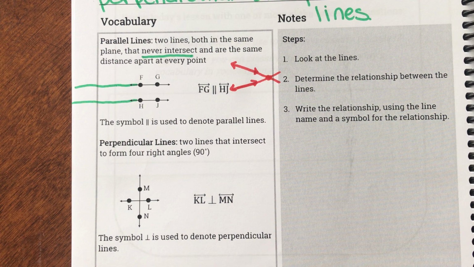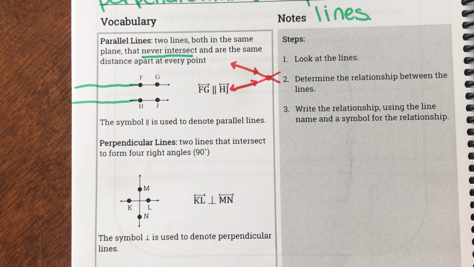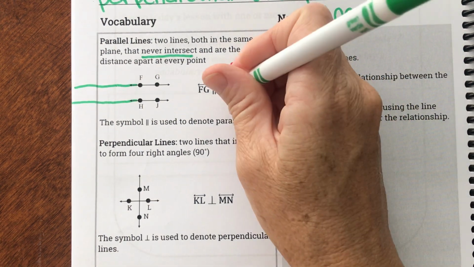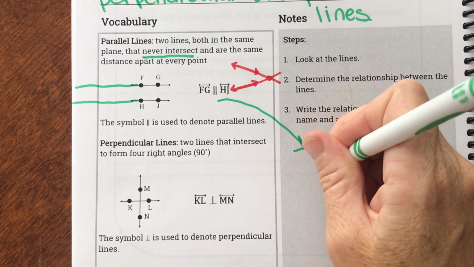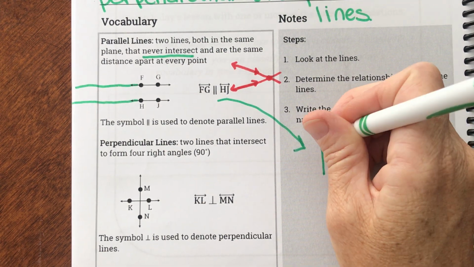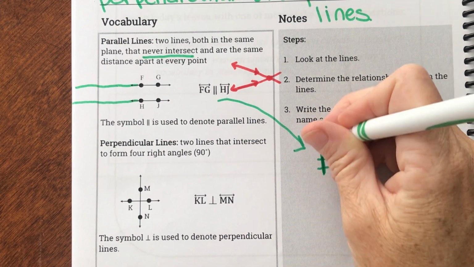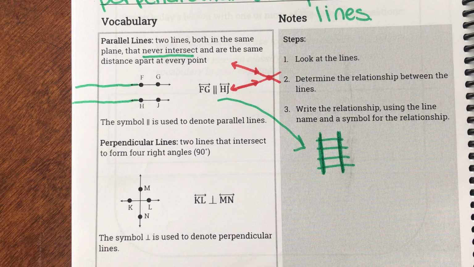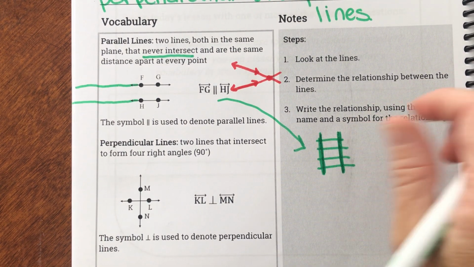So if you've ever seen railroad tracks for a train, that's a really good example of parallel lines. The trains, I'm going to draw an arrow down here. The train tracks always stay the exact distance apart. So this line and this line are parallel. And that's because that's how the train system is set up.